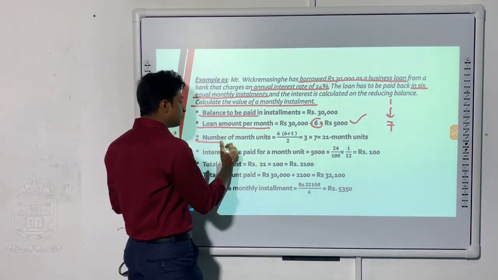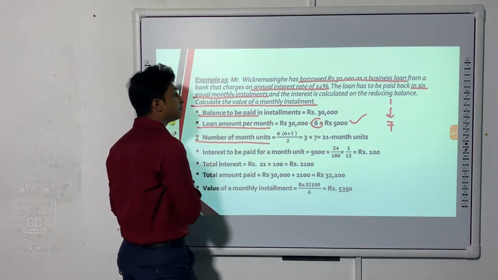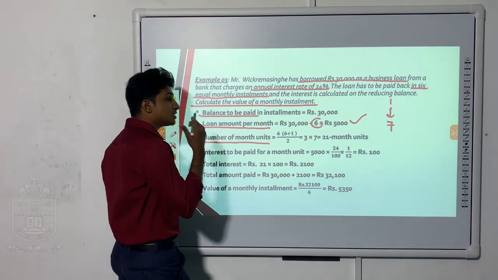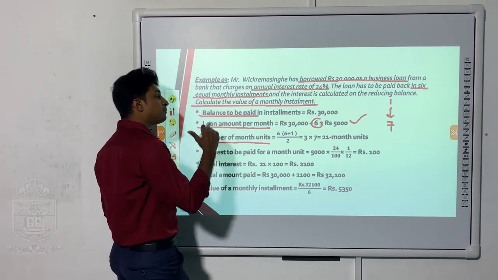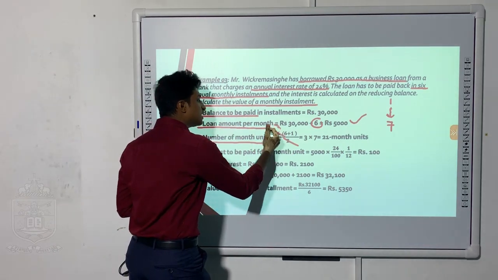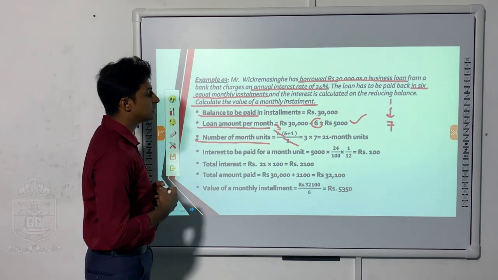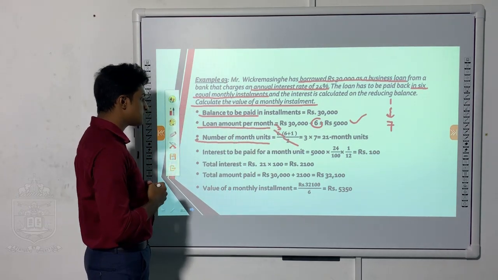Then we find the number of month units. That is, the number of monthly installments is 6. So 6 times (6 plus 1) divided by 2. That is, I have cancelled this as 3. 3 times 7, that is equal to 21 month units.